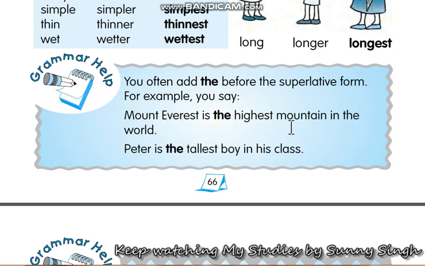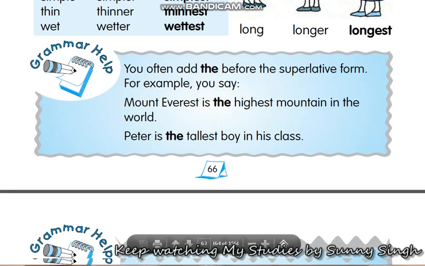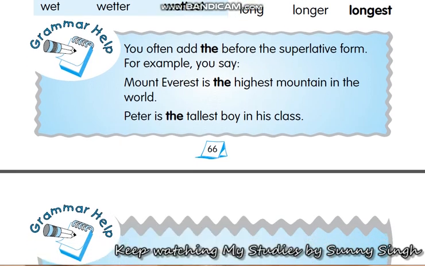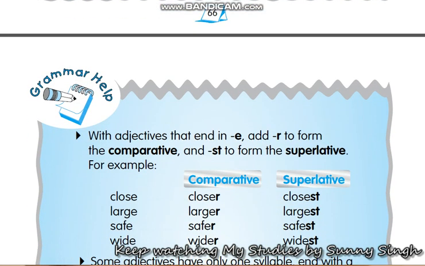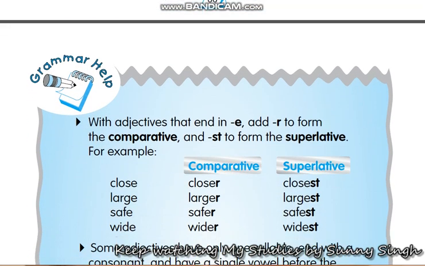So if you get a sentence to fill in the blanks, and the is there, and after the you have to fill the adjective, then in most cases the superlative degree of adjectives will follow. You can see Peter is the tallest boy in the class. This the tallest is the superlative degree. Among all the boys, Peter is the tallest.